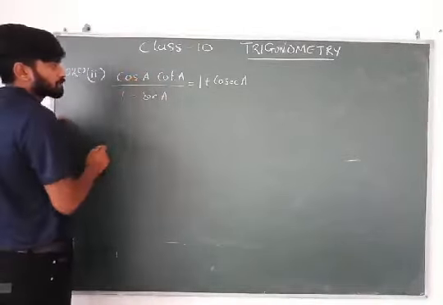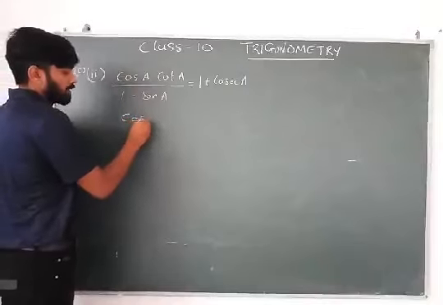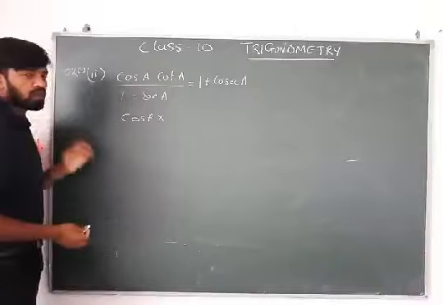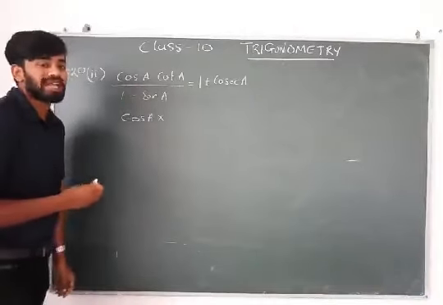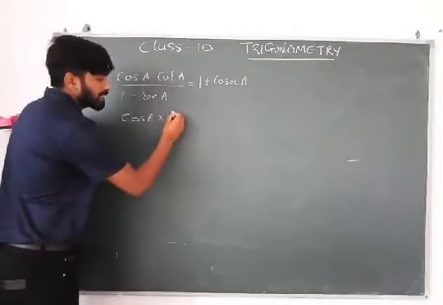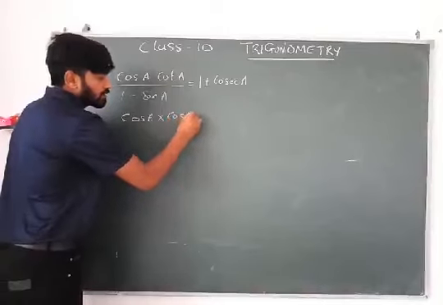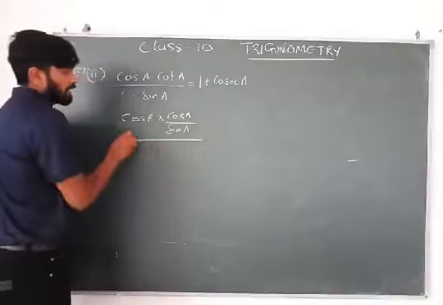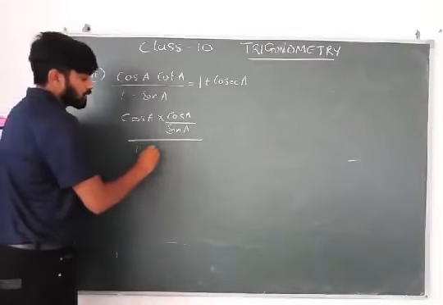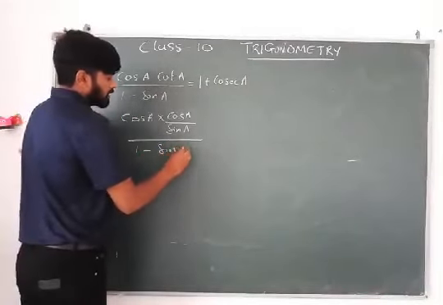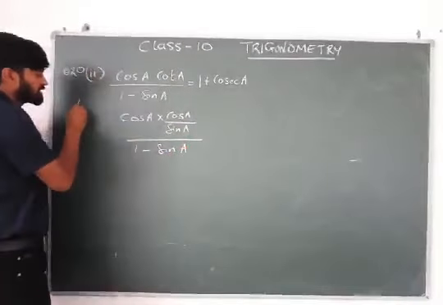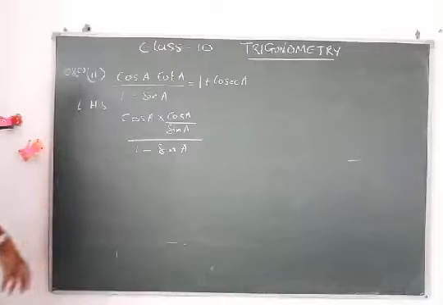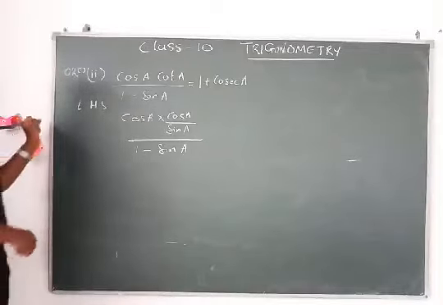So cos A, I'll write it like this, into cot A. What is the formula for cot A if I have to change it into sin and cos? It's going to be cos A over sin A, right? And down over here, 1 minus sin A can be written as it is. So which hand side am I solving? I am solving the left hand side. So do write, before writing, which side you are solving. Left hand side I am solving.